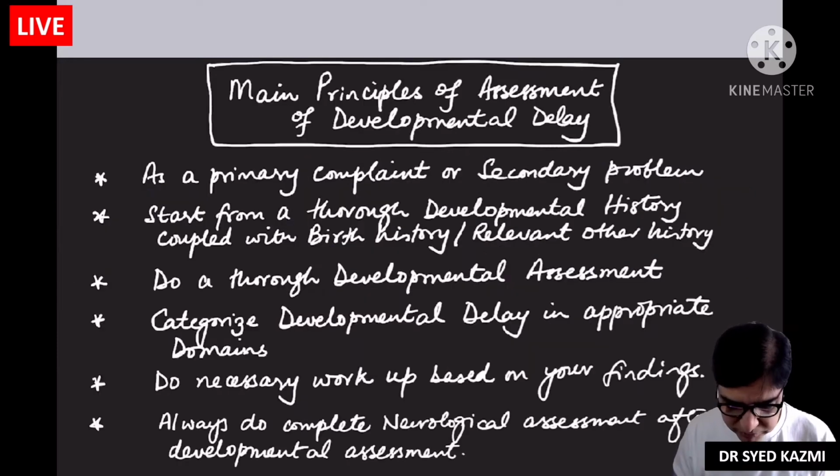So having said that, remember, we should know what are the main principles of assessment when we are dealing with a child who might have a developmental delay. So developmental delay can present in 2 forms. Number 1, somebody might bring their child with a primary complaint that this child has got some developmental delay. So they might say that the child is not able to see, or he doesn't make eye contact, or he's not able to sit, or he's not able to crawl, or he's not able to walk, and so forth. So that is a primary complaint related to development.